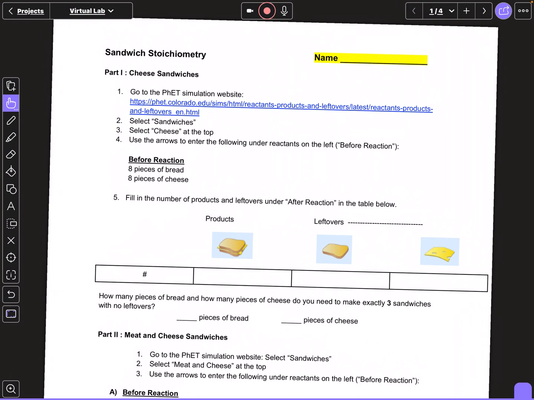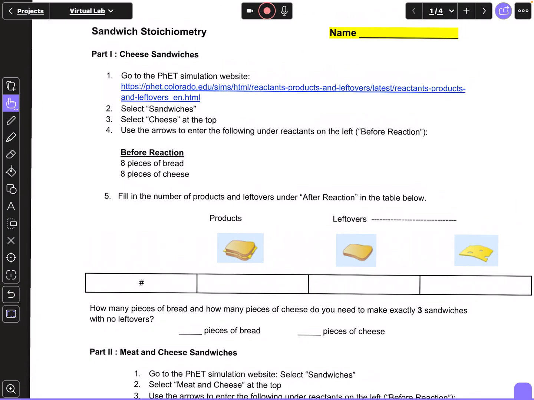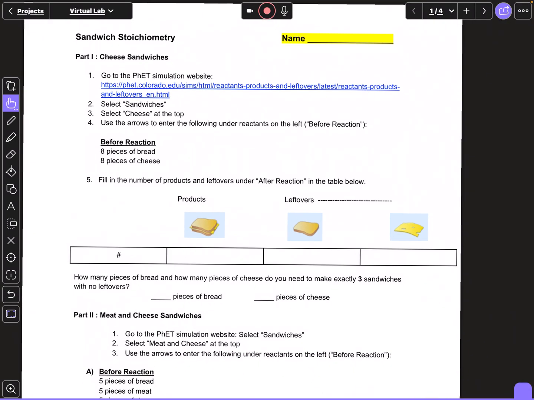Okay, so these are the instructions for the virtual lab on stoichiometry. I have the link for the virtual lab, so you don't need to put in a website or anything. You can just click on the link and it'll bring it up. These are the directions you're going to go by, and you're going to follow them carefully.